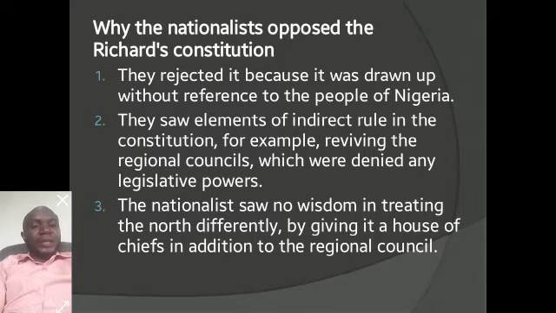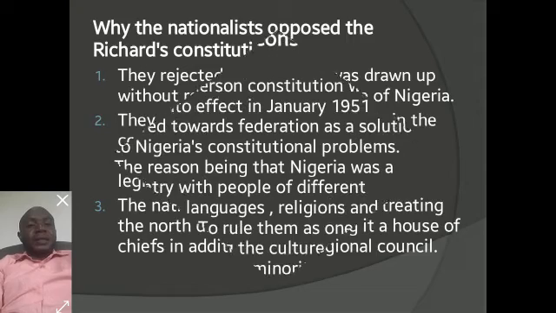The nationalists saw no wisdom in treating the North differently by giving it a House of Chiefs in addition to the regional council. So giving the North the House of Chiefs sounds like other regions did not have chiefs or what. Other regions also had chiefs. They also had a traditional system of government. So that was giving preference to the North and also treating the other regions differently. So they saw no wisdom in that. By giving the North the House of Chiefs meant that they had special attention for the North. So they quickly stood against this constitution, which was eventually left out.